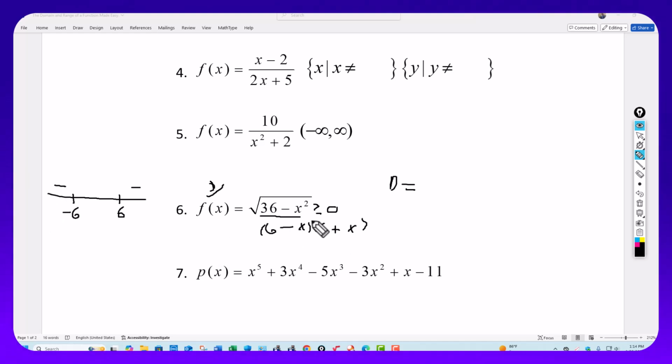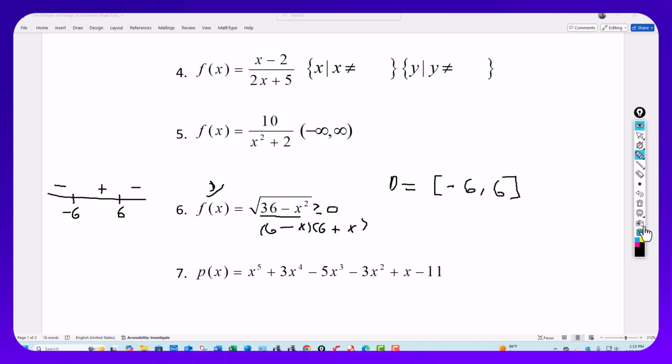Now if I pick a 0, 6 minus 0, 6 plus 0 is positive. So this is positive in here. That tells me that this 36 minus x squared is going to be greater than or equal to 0 for all numbers between negative 6 and 6, including negative 6 and 6. So one way I can give this domain, because the negative 6 and the 6 is included, I use brackets. And I say domain is from negative 6 to 6, including negative 6 and 6.